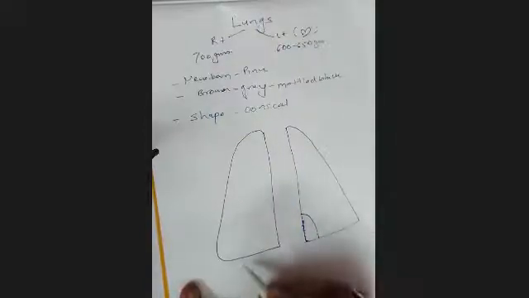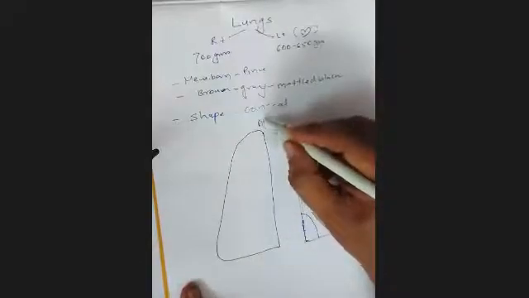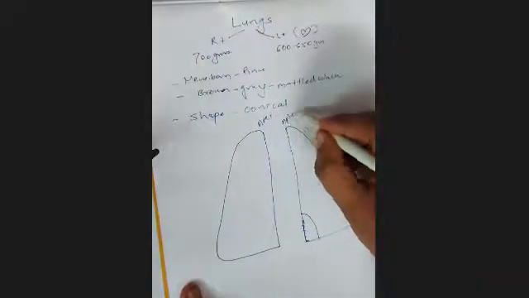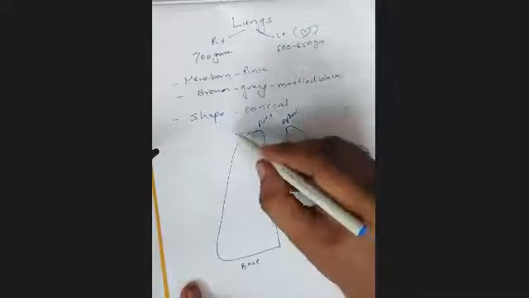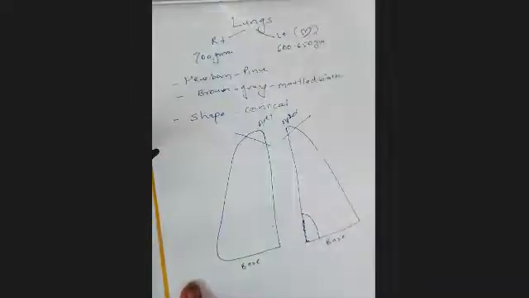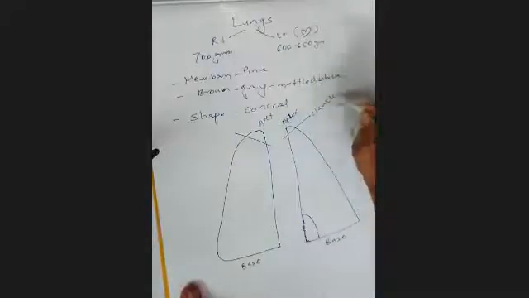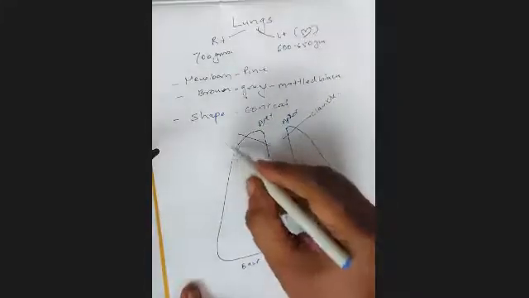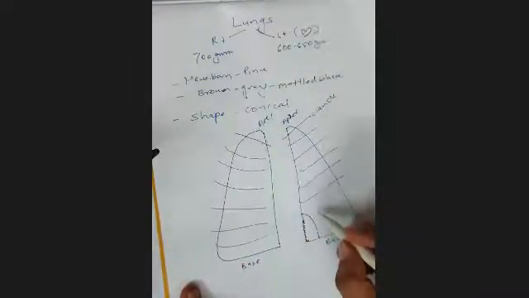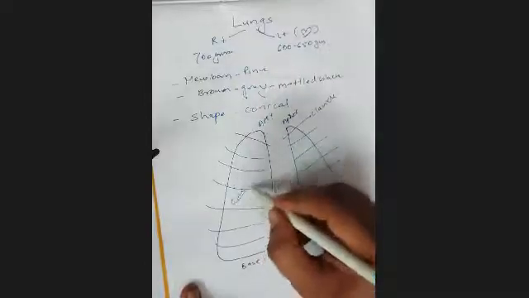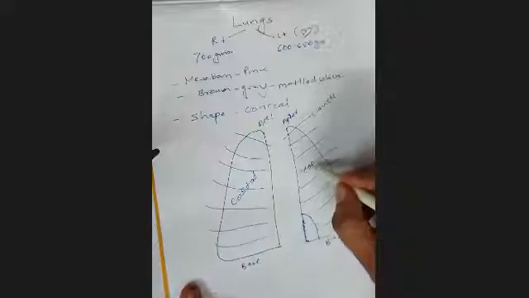Now, what are the parts of the lung? The lung has an apex. This part of the lung is called the apex, and this part is called the base. I am just orienting you to the parts of the lung. This apex will, of course, lie slightly above the clavicle. Then this surface, here will be the ribs, therefore this surface is called the costal surface.